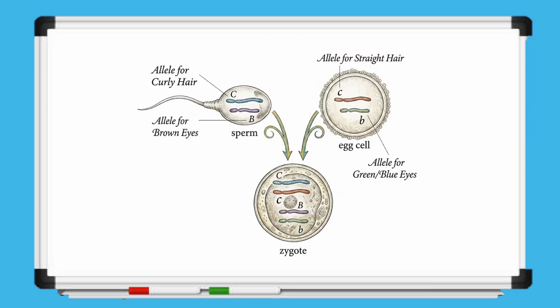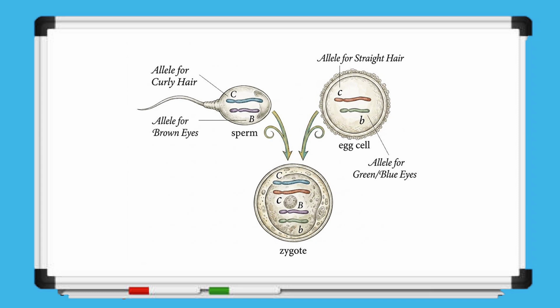This is possible because of how gametes and fertilization work. Gametes, which are the sperm and egg cells, are haploid. This means they carry only one set of chromosomes, so each gamete contains only one allele for each trait. For example, the sperm may carry an allele for curly hair and an allele for brown eyes, while the egg may carry an allele for straight hair and an allele for blue or green eyes.